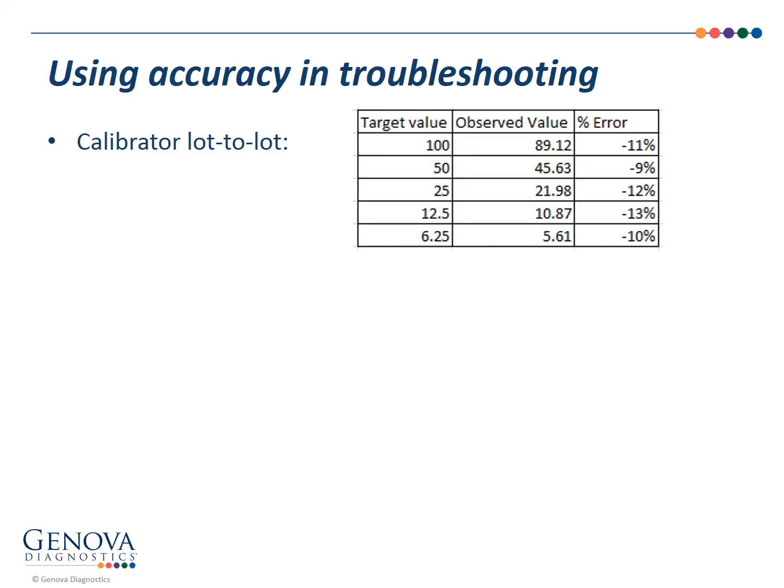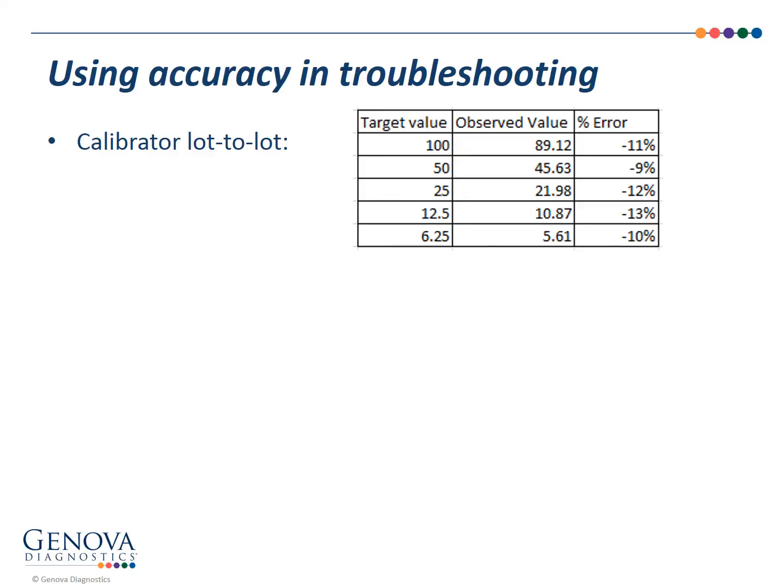Calibrator lot to lots. So for example, let's say we bring in a new calibrator lot on our assay. The target values are 100, 50, 25, 12.5, and 6.25. We run them, we get these observed values. You can see the errors are all somewhere around that -12 error range. So we're seeing a negative bias on our new calibrators compared to our old. So the question is, which one's right? Is it our old calibrators or our new calibrators?